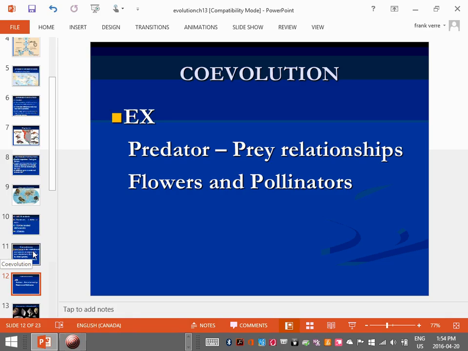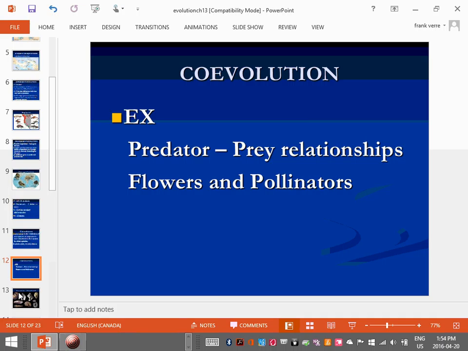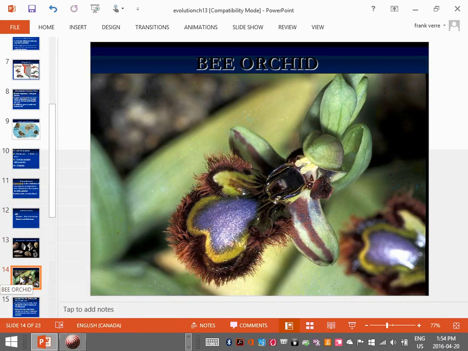Flowers and pollinators are a really neat example. And I'm going to show you one right here. This is my favorite example of coevolution. This is a bee orchid. This is a flower that has evolved to look like a bee. Wait, that's an actual bee? I know. Weird, right? Okay. Now, what happened here?